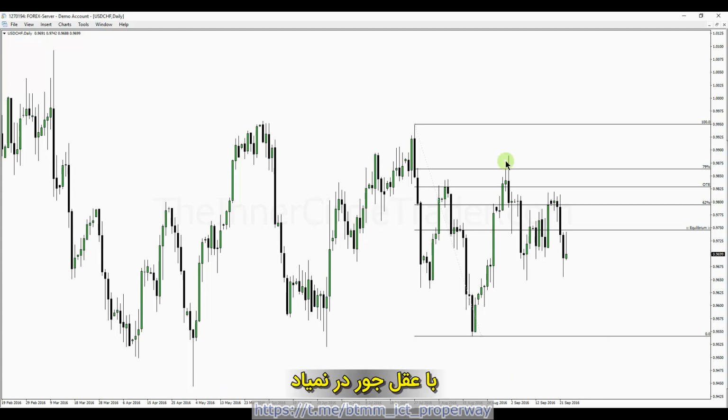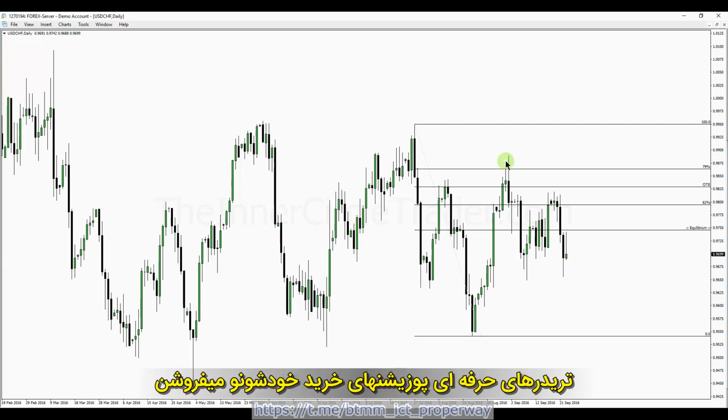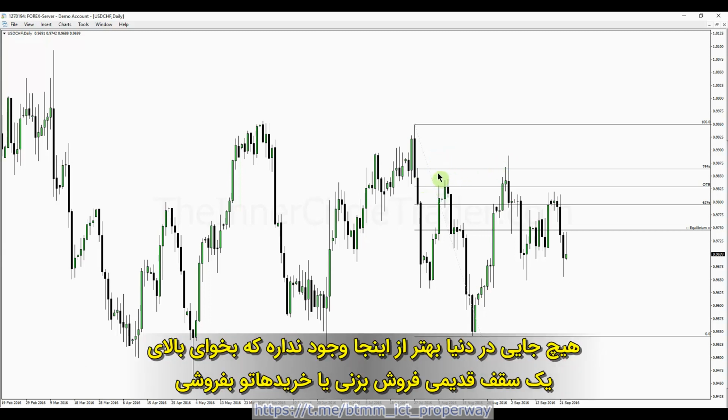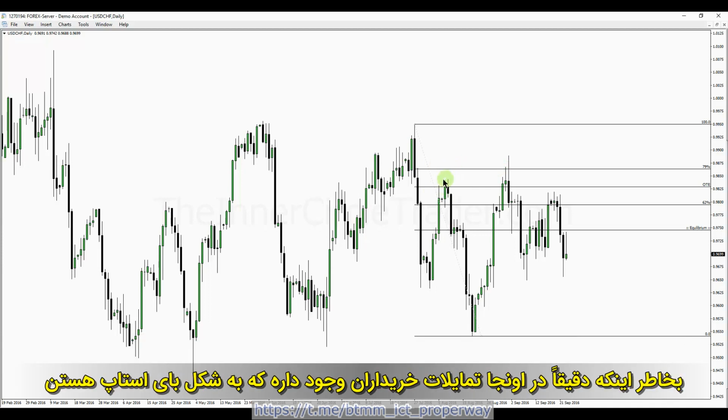That doesn't make any sense. You want to sell it at a premium. So professional traders sell their long positions, or they sell new short positions at premium prices. There ain't no better place in the world to sell short or sell longs above an old high, because there's going to be willing buyers right there in the form of buy stops.